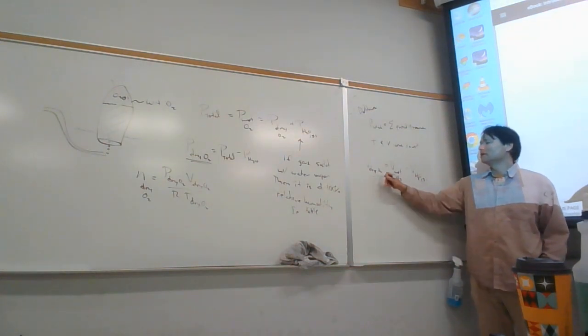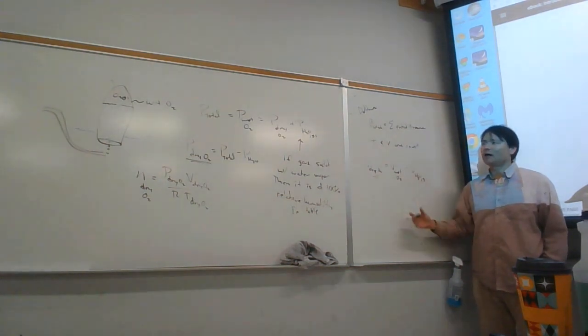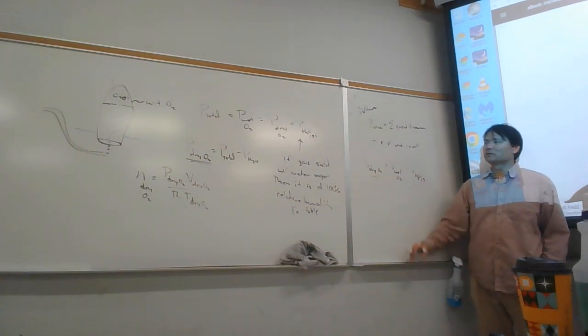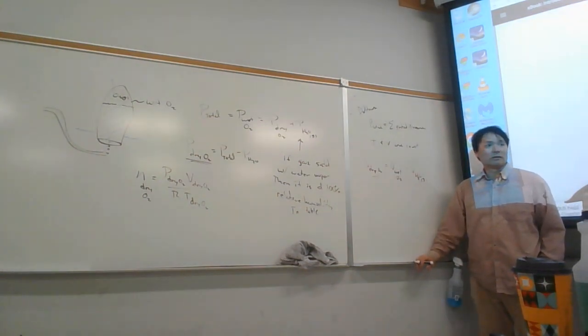And so we just need to measure the volume of the wet oxygen, and the volume of the wet oxygen is the same as the volume of the dry oxygen. And then we can calculate the moles of dry oxygen. Does that make sense?